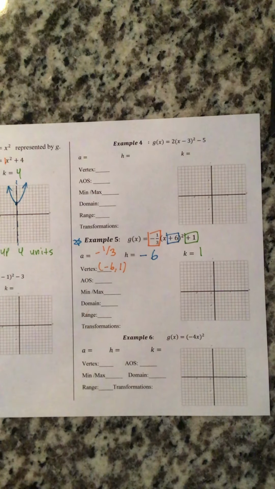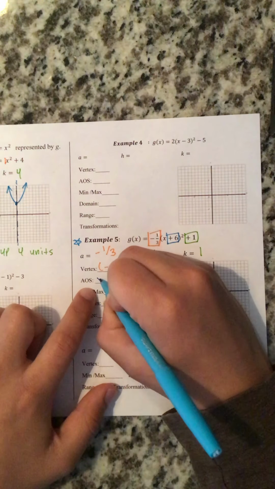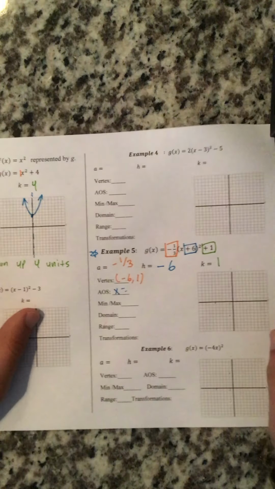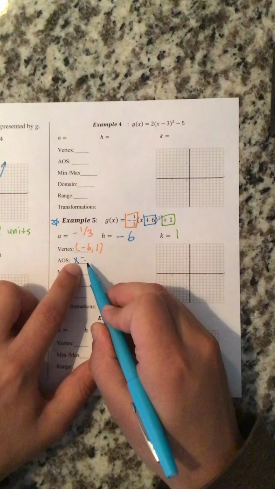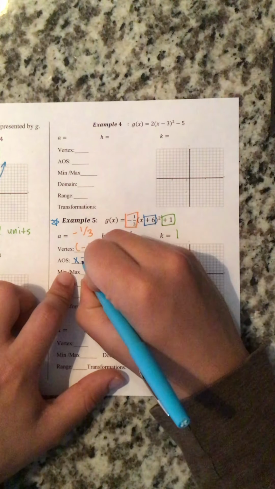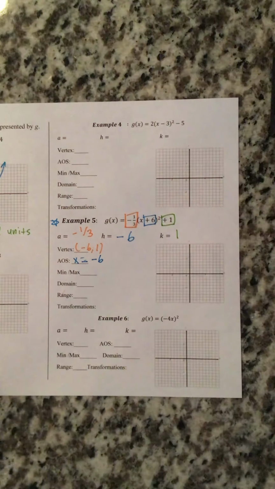Okay. Axis of symmetry, remember that's x equals h. We wrote it up here, remember, x equals h. So I start with x equals, and I write my h value, which is negative 6. And we're done with that one too.